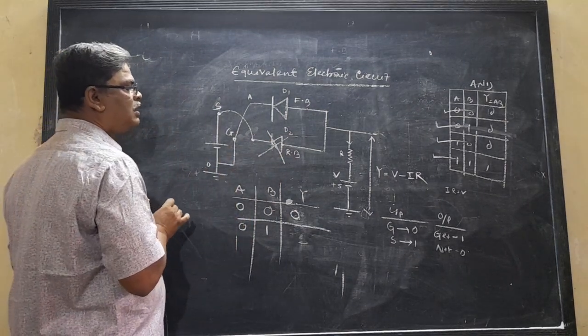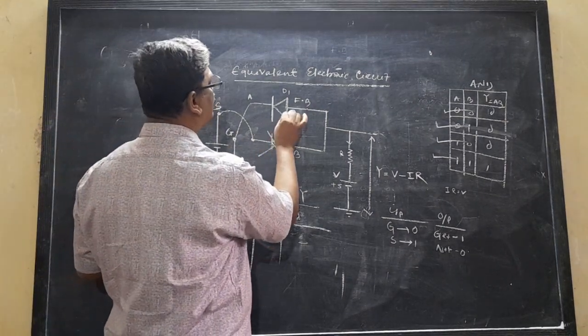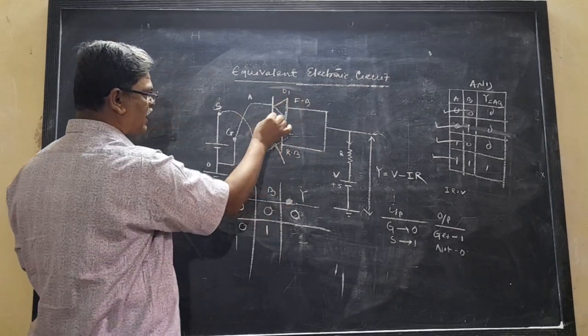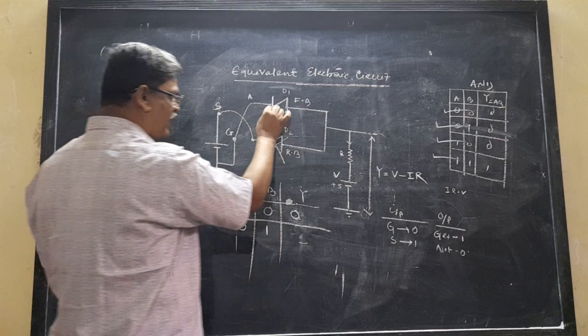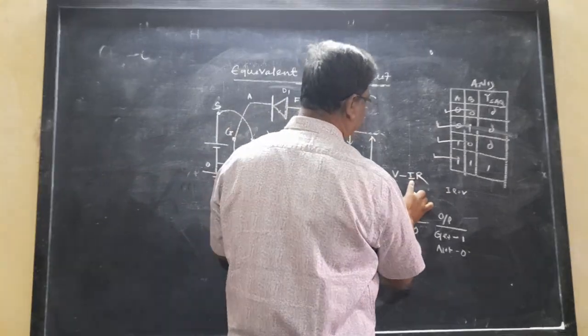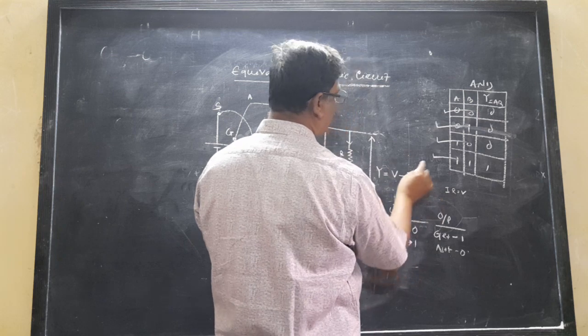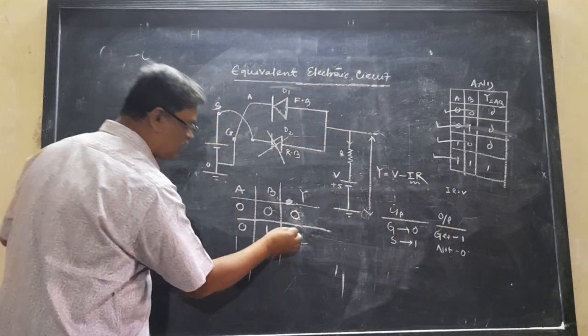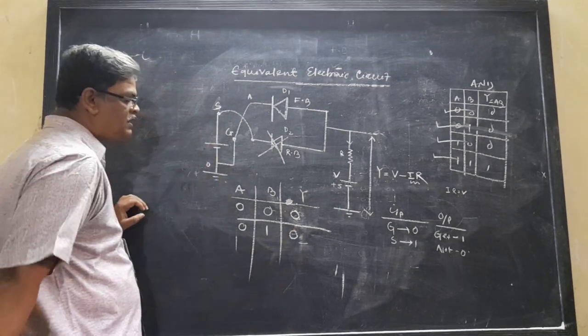This diode will operate and the current will flow through the diode. The current flows, so we get V minus I into R. V is IR, so subtracting gives 0. We get 0.